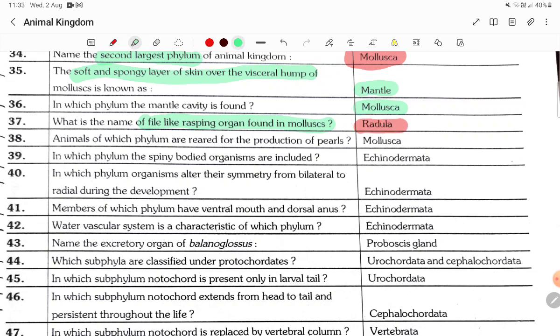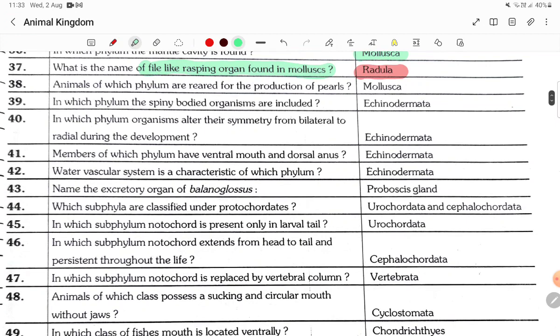Coming to the next question, 38: animals of which phylum are reared for the production of pearls? Pearls are produced by molluscans. Question number 39: in which phylum are spiny-bodied organisms included? Echinodermata include spiny-bodied organisms. Question number 40: in which phylum do organisms alter their symmetry from bilateral to radial during development? Echinodermata. Firstly, they are bilateral, and when they grow, they become radially symmetrical.